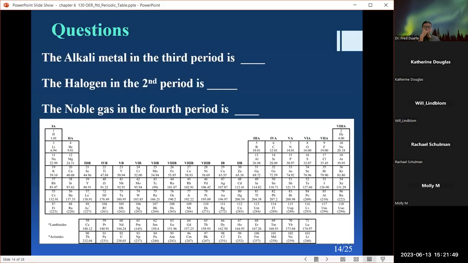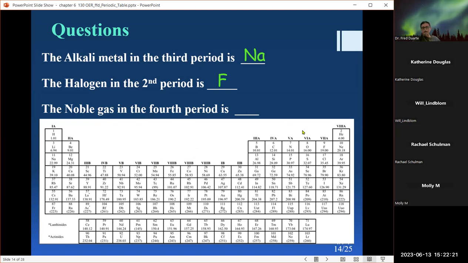Typical questions that you see with respect to the periodic table would be: what is an alkali metal in the third period? With the third period, go 1, 2, and 3, starting with sodium. We have to remember that the alkali metals are the group 1A. That's the other name for the 1A metals. So sodium would be the alkali metal in the third period.